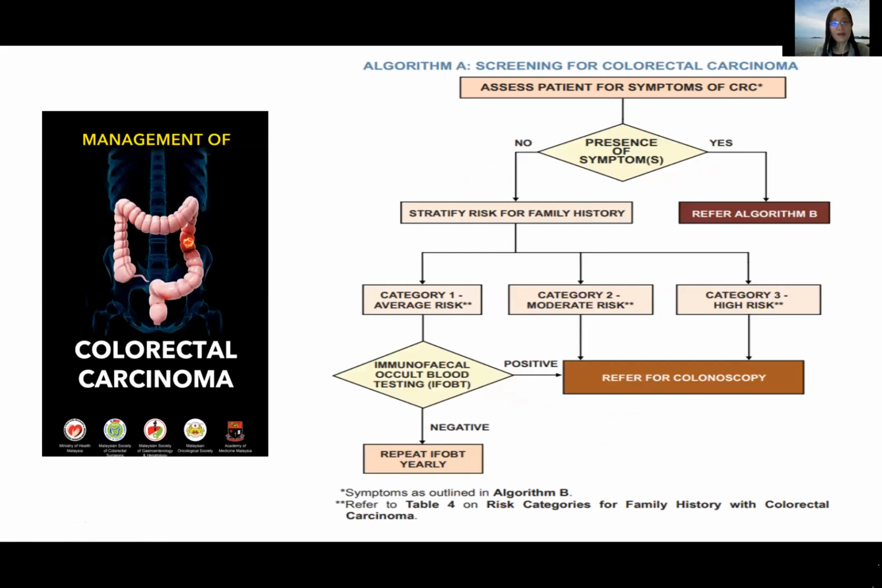So the Ministry of Health actually came up with a very good guideline. The CPG for colorectal cancers is free for download. It's very easily accessible with Google. You just search, then you can get the PDF file for free. So basically you need to assess the patient whether they have symptoms. If they don't have symptoms, you see whether they have risk factors from family history. Then they have different categories, whether they are average risk, moderate risk, or high risk. And then from there, you see what kind of screening you can offer them.